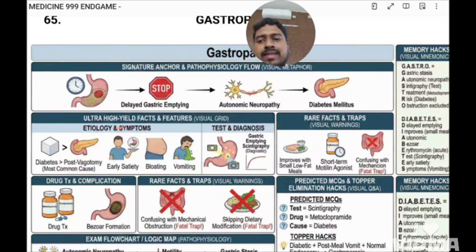So what are the symptoms in this? One is early satiety, because gastric emptying is not taking place. Food here is not getting drained. Okay. So as a result of which there is early satiety, there is bloating sensation, and there is vomiting.